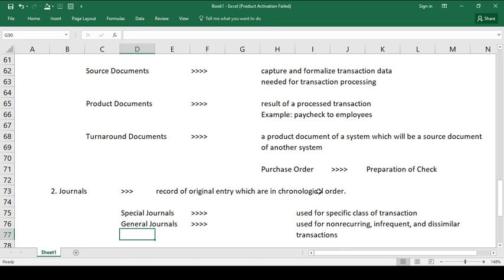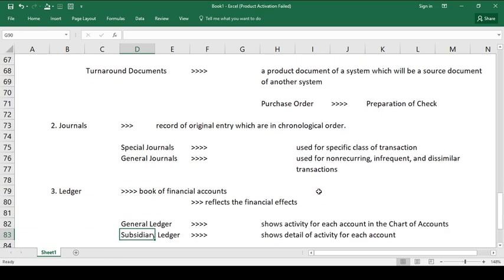Journals can be a source of information in the preparation of the financial statement. Kaya pwede rin po siyang a journal is a product document, after analysis, after recording of transaction, and a journal is a product document which will be used as a source document for the next process. Yun po yun. And then we have the ledger.